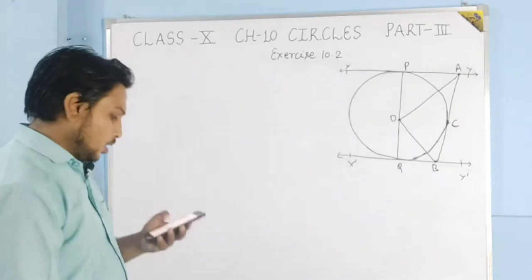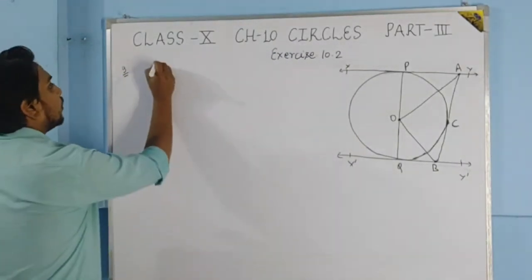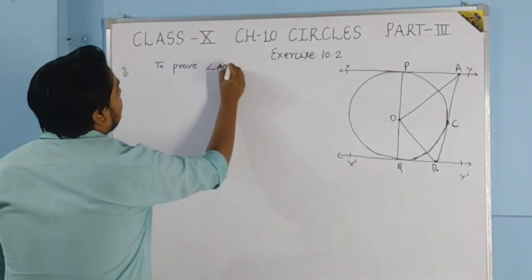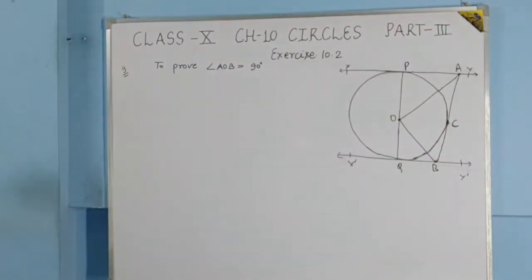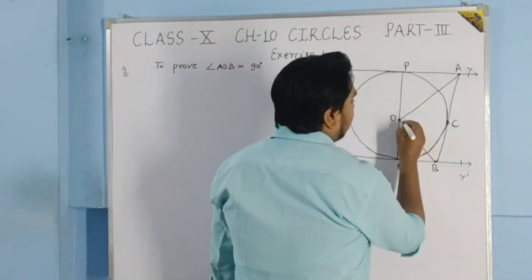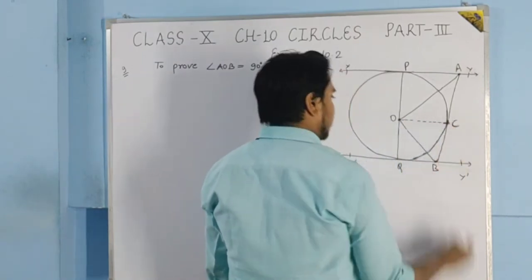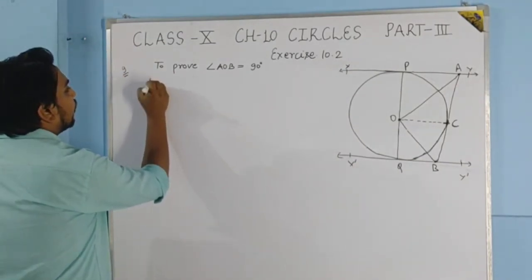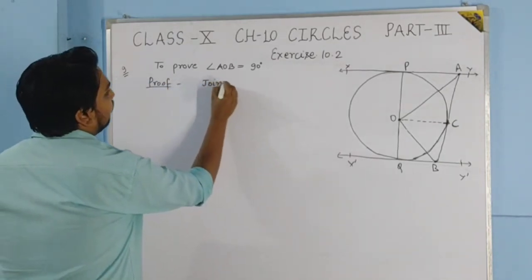What we have to prove is that angle AOB is equal to 90 degree. So how will we prove it, students? Let us see. To prove this, we have to join OC.